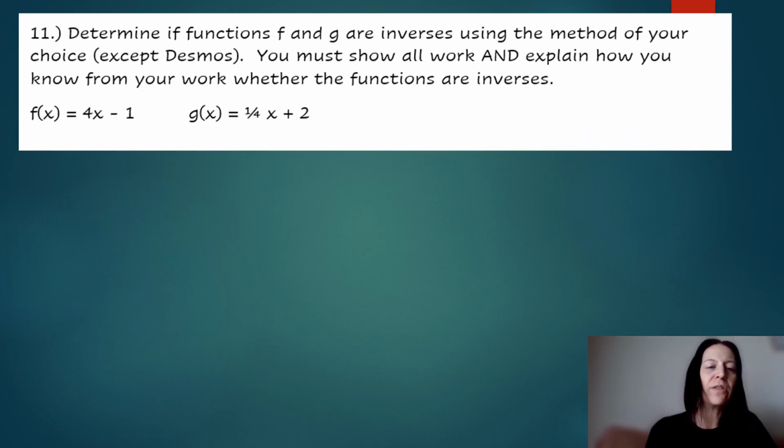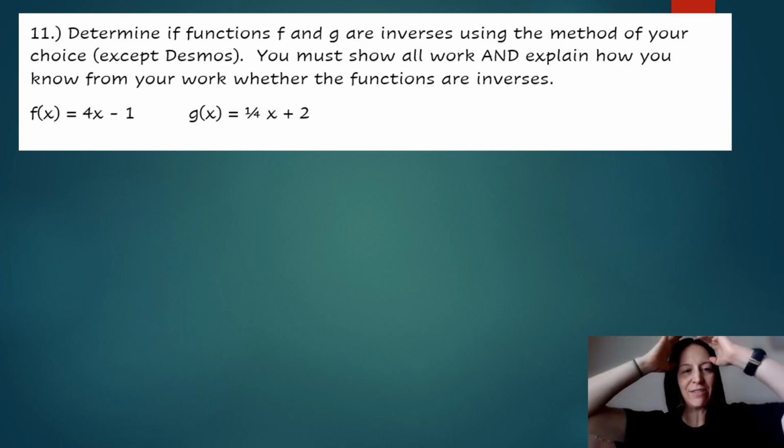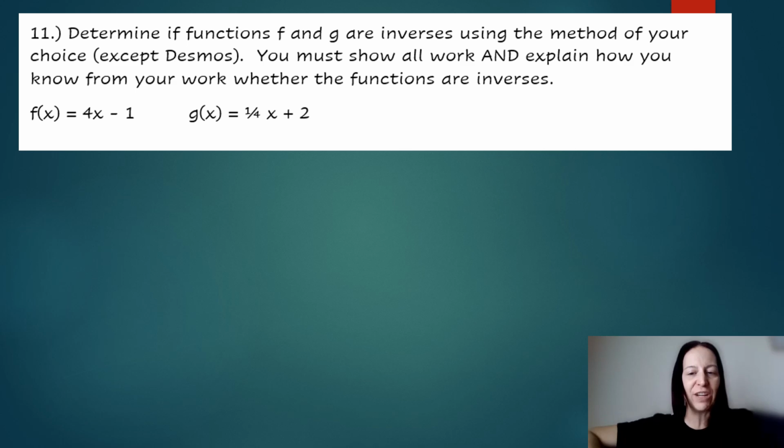All right, number 11, determine if functions f and g are inverses using the method of your choice, except Desmos. Because you're not allowed to have access to the internet during your in-class tests, that's going to be off the table. But you must show all work and explain how you know from your work whether the functions are inverses. So you're going to say yes, they are inverses, or no, they are not, and then say because. They are inverses because, or they are not inverses because.